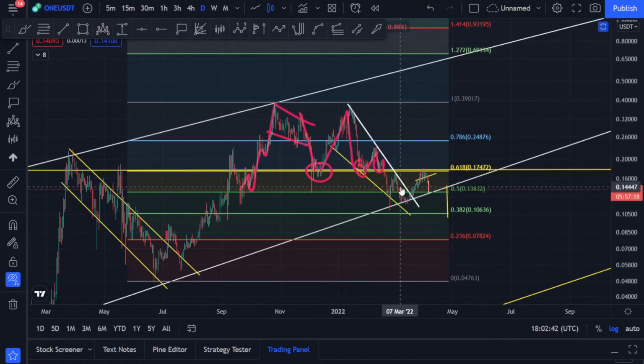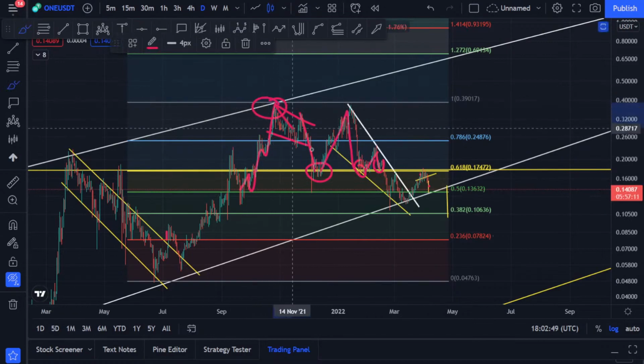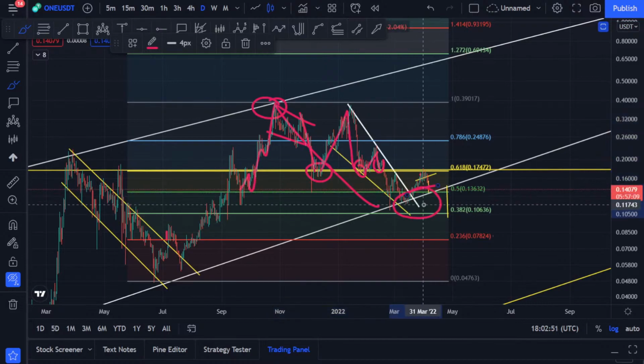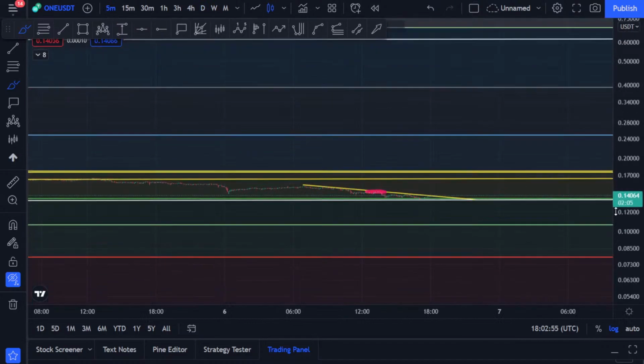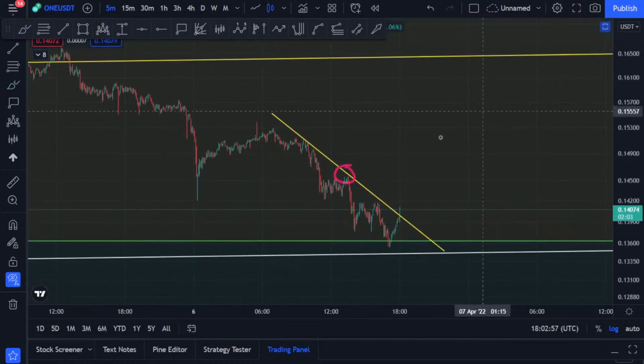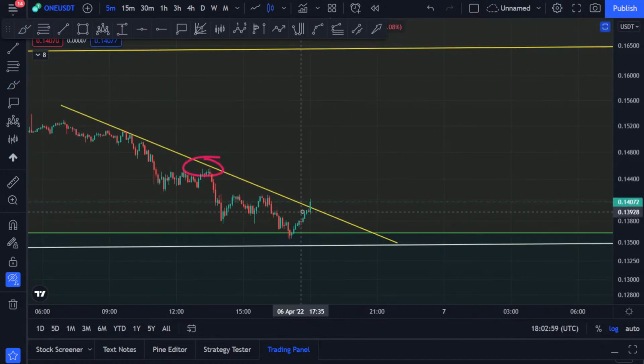That's the whole psychology behind it, I believe. Obviously, if it goes to the resistance, people want to sell it, right? It comes down. At the bottom, they want to buy it, it comes up. And that's what I showed you in the 5-minute chart. Look, it's coming outside now.